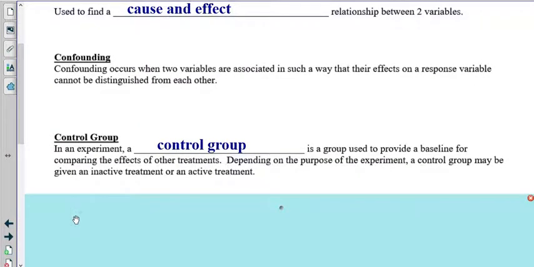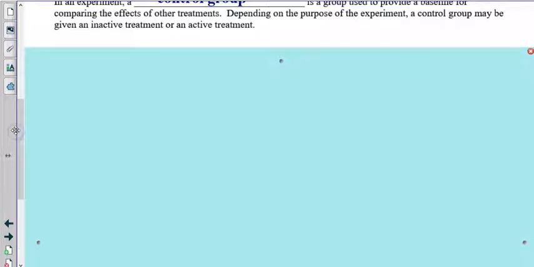Now, the control group, not the treatment group, the control group, is the group used to provide a baseline for comparing the effects of the other treatment or treatments. Depending on the purpose of the experiment, the control group may be given an inactive treatment or an active treatment. So the inactive treatment would be like we talked about previously, the placebo. You take a sugar pill instead of actual medication. Okay, that's inactive. Or you could do some kind of other active treatment, but not the one that's being tested or experimented.